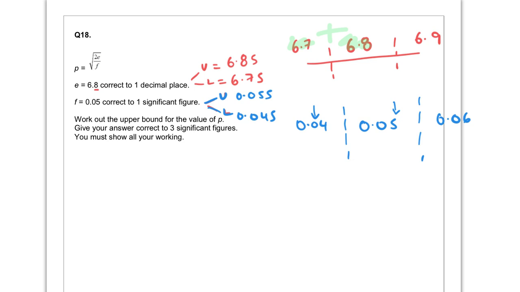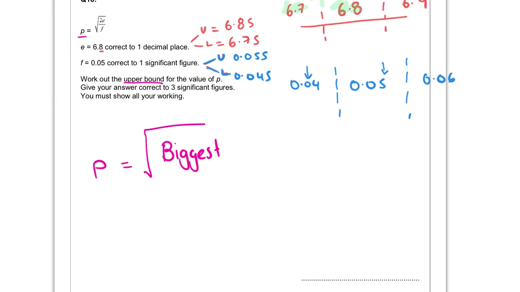Then we need to figure out what we need. It wants us to find the biggest number of P. So I want the biggest number P could possibly be, and I'm square rooting it. So whatever I'm square rooting, I want the square root to be the biggest number I can possibly have, because that would give me the biggest value of P. You know, like the square root of 16 is 4. But the square root of 4 is 2. So the bigger the number inside the square root, the bigger the answer.